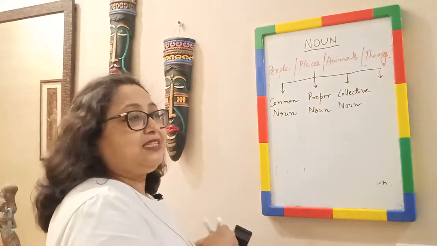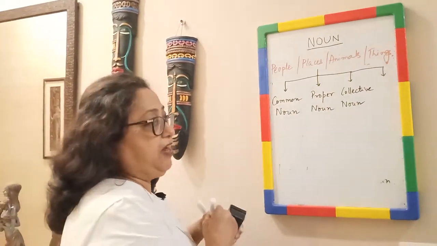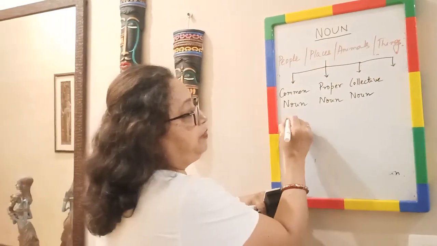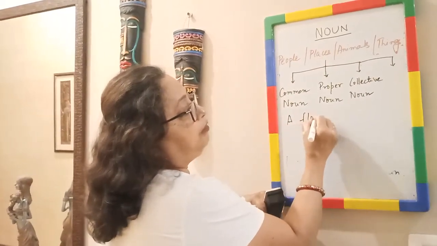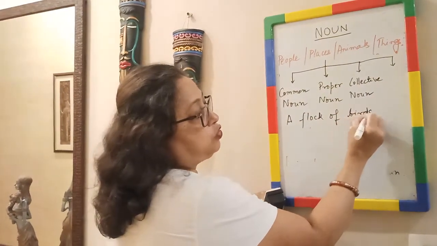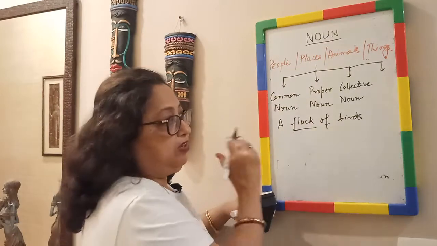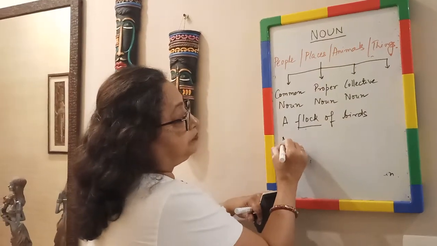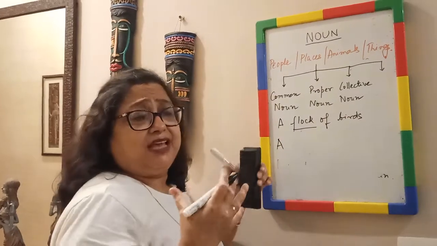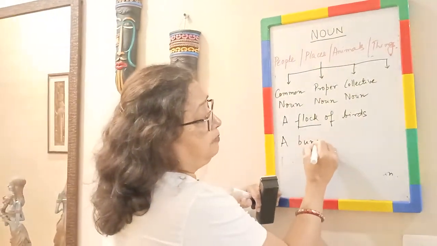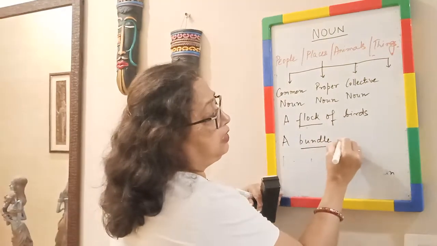For example, I will just give a very few examples of collective nouns, because I just told you a group of birds. Instead of telling a group of birds, we will say a flock of birds. Okay, it's a flock of birds. So here flock is a collective noun. Instead of telling group, we will say flock. Now next, suppose I say sticks. You have seen sticks together. So I can say a bundle of sticks. Bundle. Bundle of sticks.